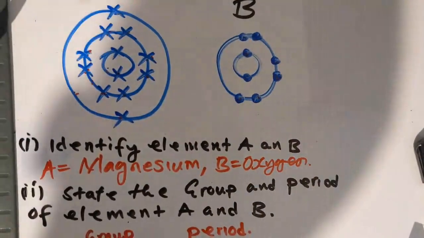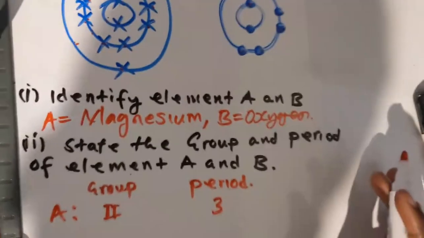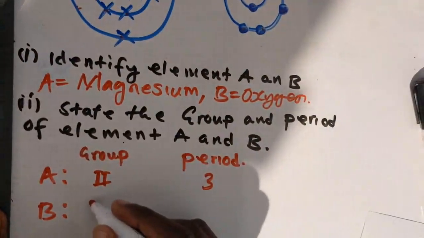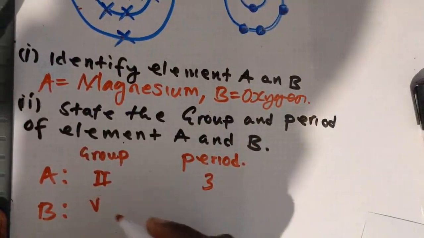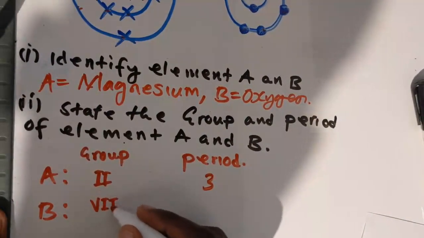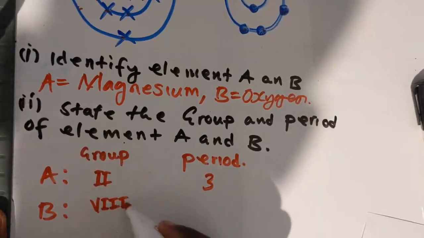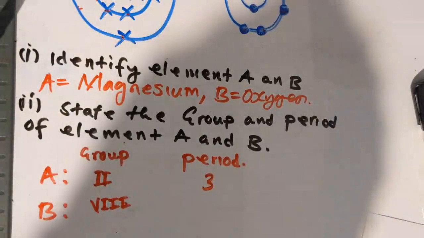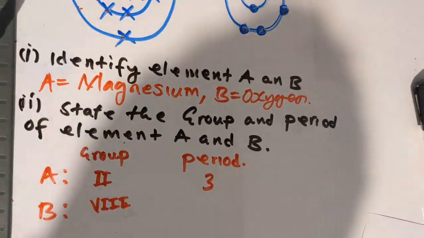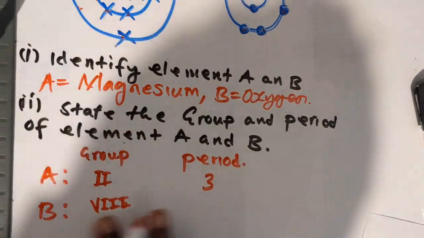So how do you write 8 in Roman numerals? We say V is 5, then 1, 2, 3. So 5, 6, 7, 8, like that, VIII. That is how you write the group number. Don't make the mistake of writing it as 8 like that. No, you get it wrong.